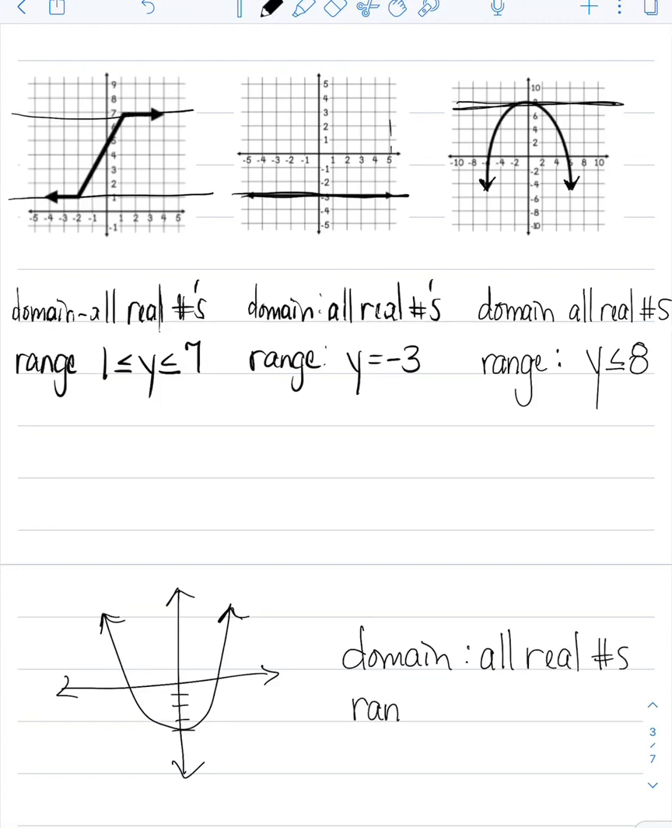And then let's look at the range, because this has a clear stopping point. If you look right here, the y starts at -1, 2, 3, 4. But then it keeps going up. So y is greater than or equal to -4.